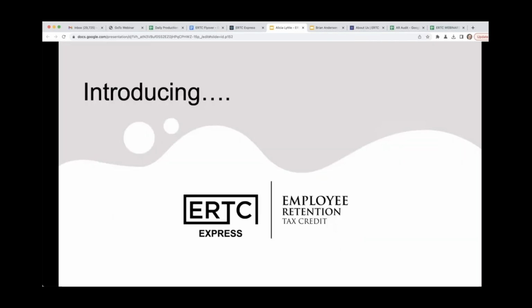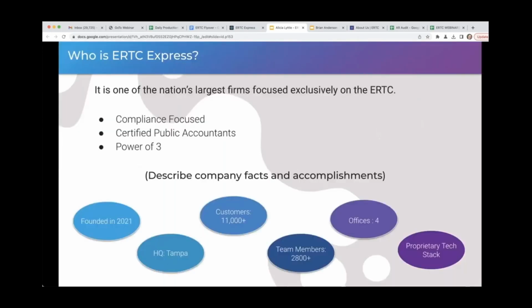So I want to introduce our company, ERTC Express. Employee retention tax credit, right? I'm going to tell you some goods and bads, though, in a second. This is one of the largest firms in the country focused exclusively on this, heavily focused around compliance. I'm a big believer in doing the right thing. In this case, certified public accountants. So we have CPAs that work for the company and they do the work. There's no work done by any marketer like Brian because I'm not qualified to do this work.